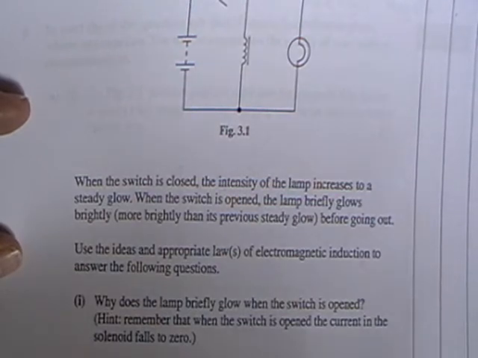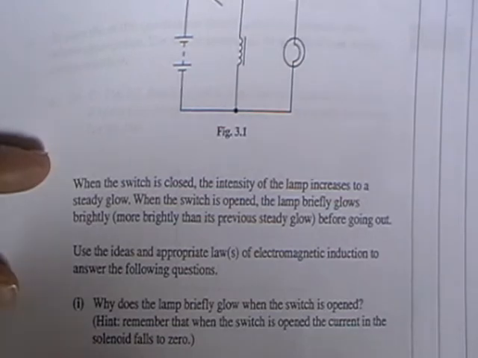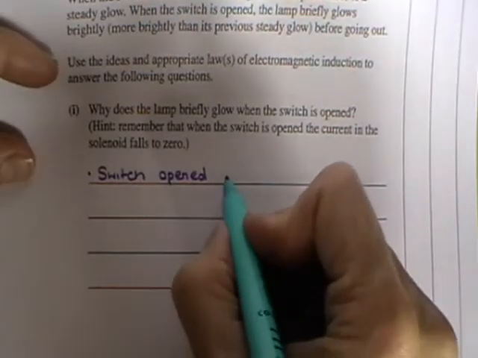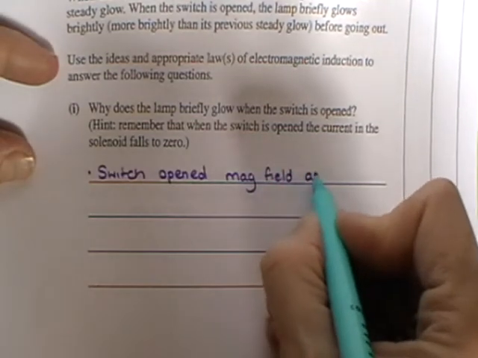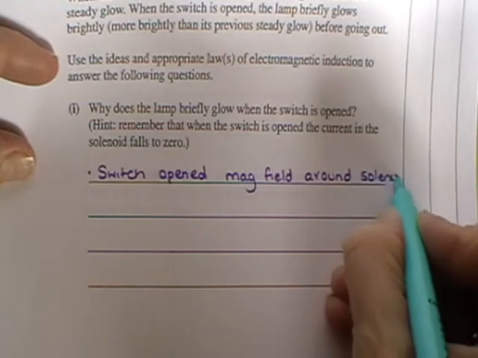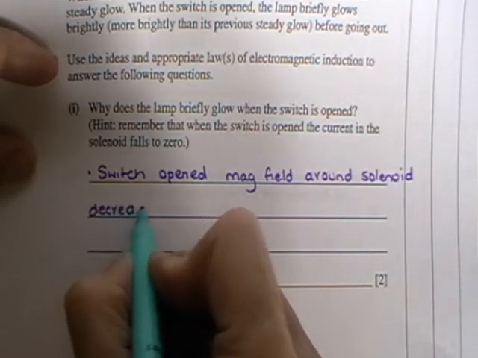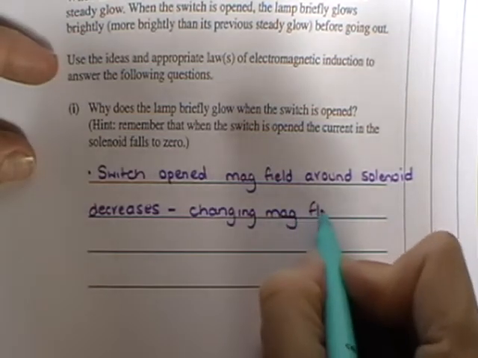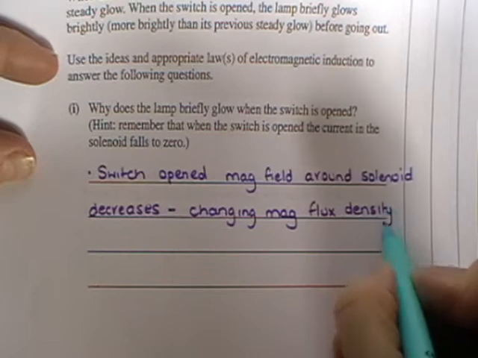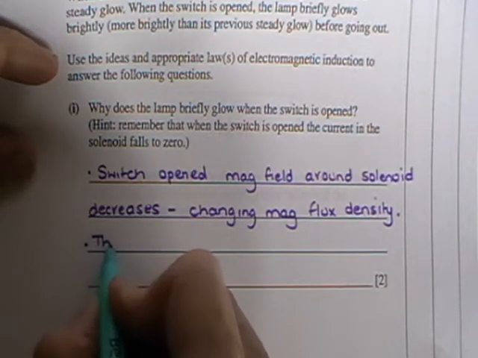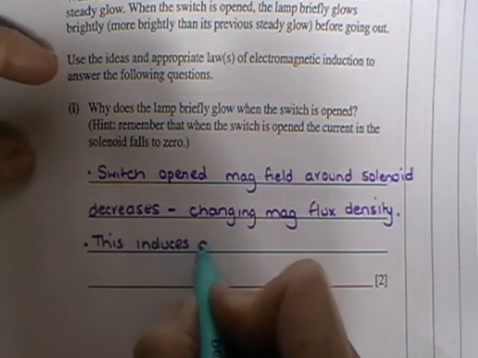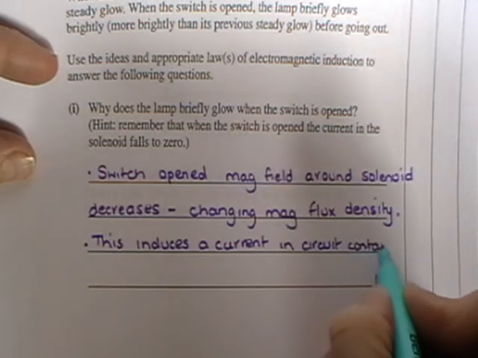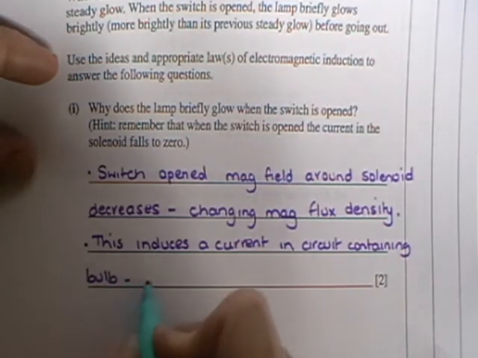So the first bit there asks, why does the lamp briefly glow when the switch is opened? So when the switch is opened, the magnetic field around the solenoid decreases, so it decreases to zero. So therefore there's a situation where you have changing magnetic flux density. This induces a current in the circuit containing the bulb, and it glows more brightly.